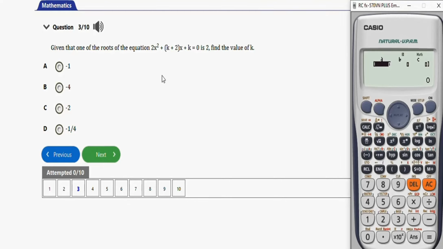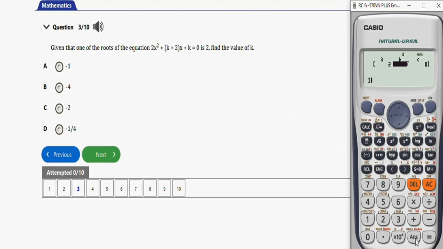For this question, I'm going to be substituting the value of k with each of these options, to see the one that gives 2 as one of the roots of the equation. Let's begin with A, taking the value of k to be negative 1. The leading term here is 2x squared, so the leading coefficient is 2. Then when k is negative 1, minus 1 plus 2 gives us 1. So it will now be 1 times x, the coefficient of x is 1.